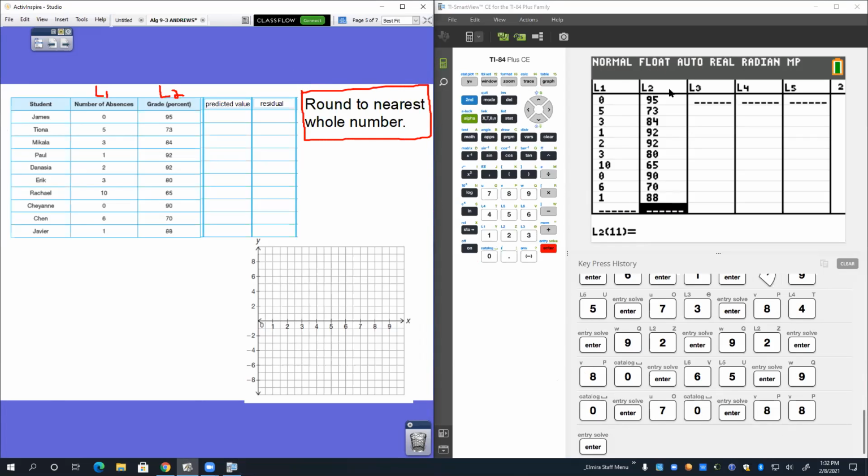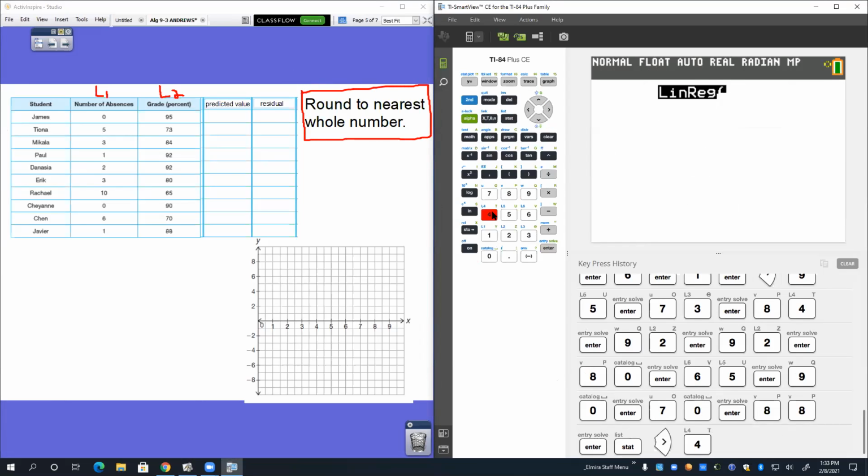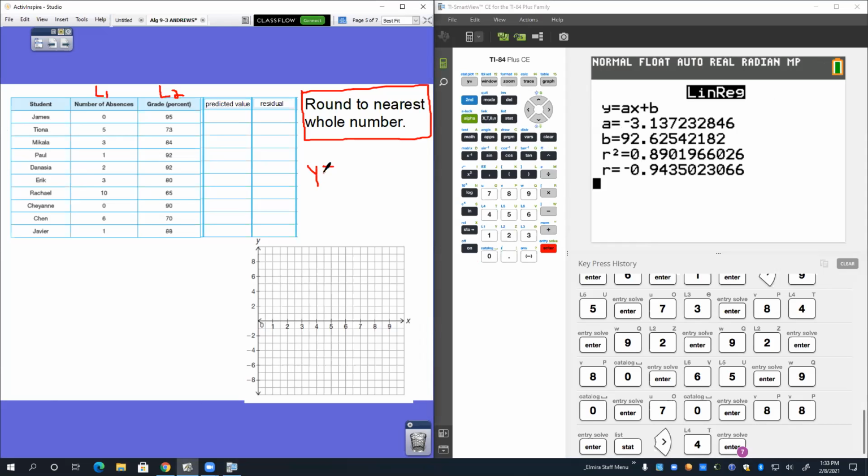So now that I got my L1 and my L2, I want to go to Stat, Calc number 4, which is linear regression. I do want to use my L1 and my L2. So my linear regression equation is y equals -3x plus 93 when I round to the nearest whole number. Notice that my R value of -0.94 is indicating that it's going to be linear. But remember that our residual plot supersedes any R value.